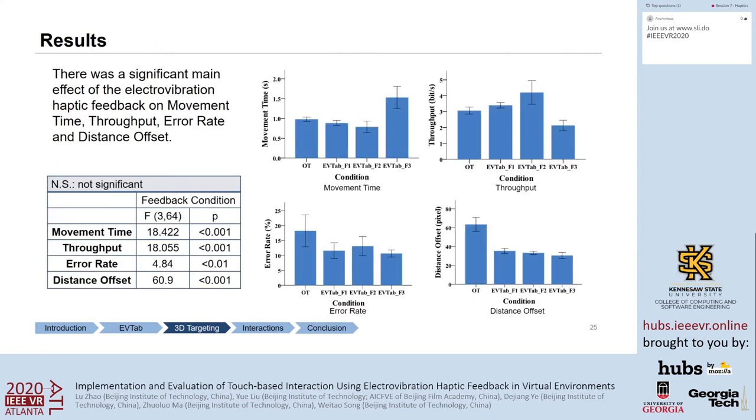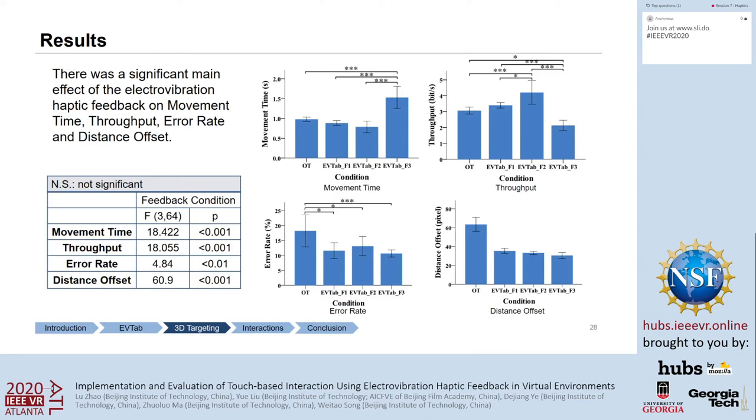We analyzed the results with repeated measures ANOVA on the dependent variables. Overall, there was a significant main effect of the electro-vibration haptic feedback on movement time, throughput, error rate, and distance offset. A post hoc test between different haptic feedback found that the movement time using the EVTAP with feedback 3 was significantly higher than the other feedback conditions. The throughput for movements using the EVTAP with feedback 2 was significantly higher than the other conditions. The movement using EVTAP with feedback 3 had lower throughput than the other three conditions. The interaction using the EVTAP had lower error rates for the 3D selection than no haptic feedback. The distance offset for interaction without electro-vibration haptic feedback was significantly higher than with haptic feedback.